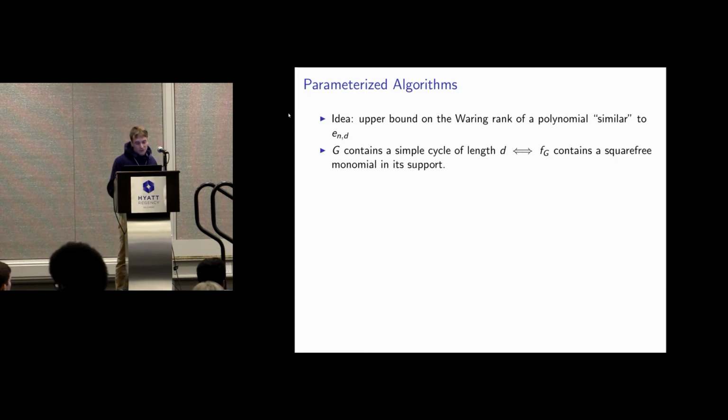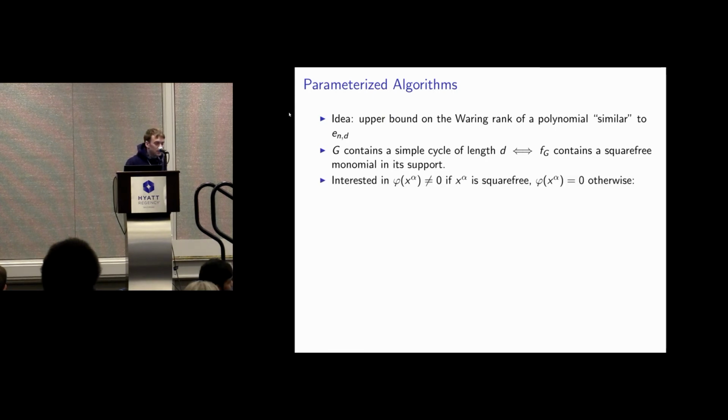So first observe that if g contained a simple cycle of length d, then this polynomial was supported on a square-free monomial of degree d. Okay. And now suppose you had some linear functional that is just non-zero on all square-free monomials and 0 on all other monomials. So this is a relaxation of before, when we were saying it has to be 1 on square-free monomials and 0 otherwise.